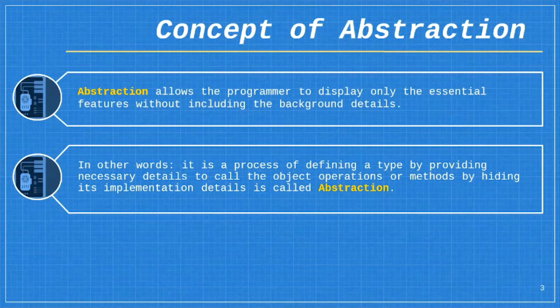Abstraction can be defined as a method that allows the programmer to display only the essential part, only those required features, to the user, and without including the background details. That means it provides only those necessary details which are required to call the object's operations or methods. And how does it do this? It is achieved by hiding its implementation from the caller, which is called abstraction.